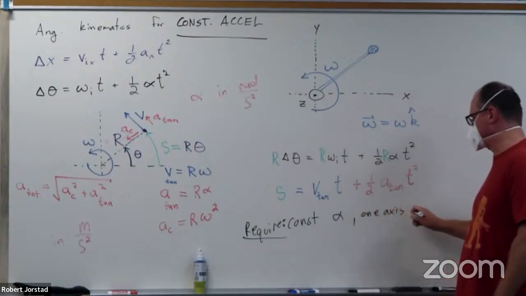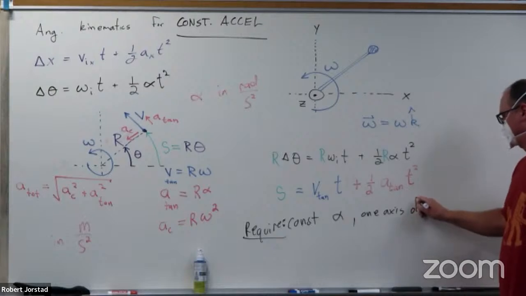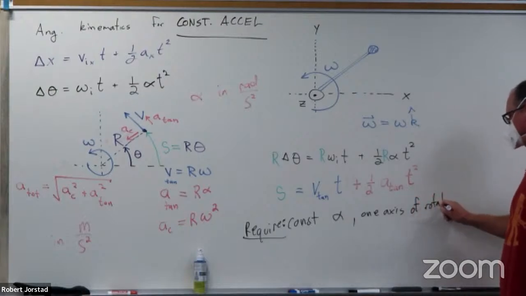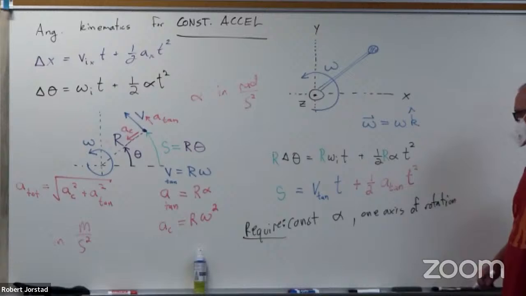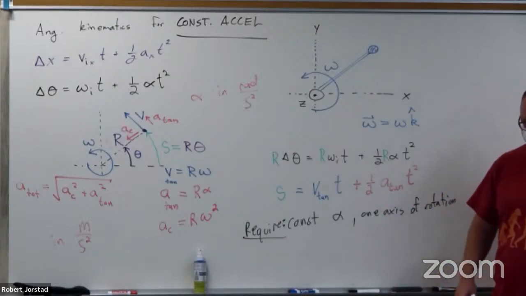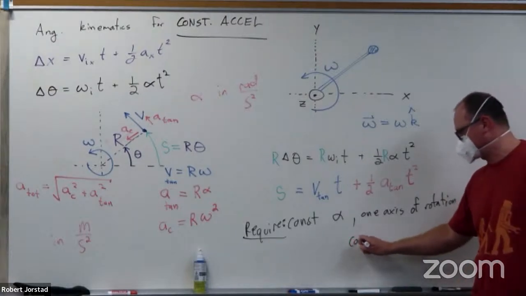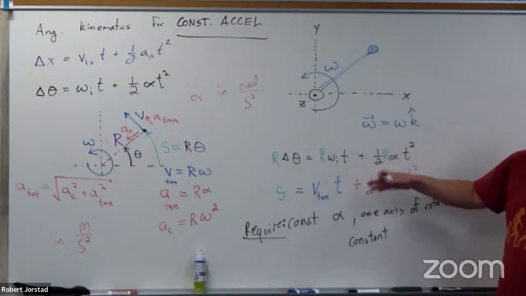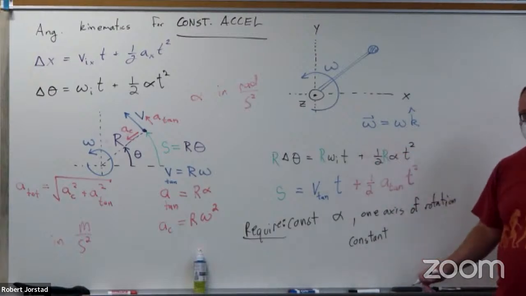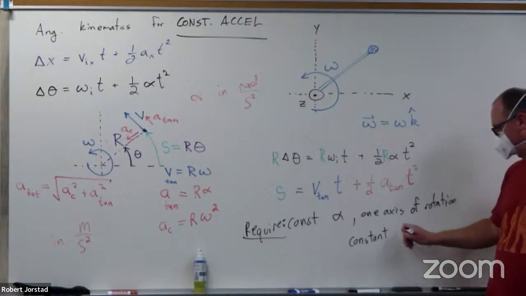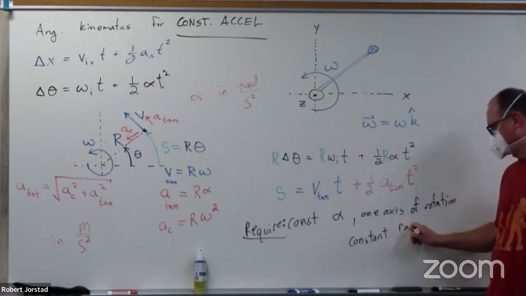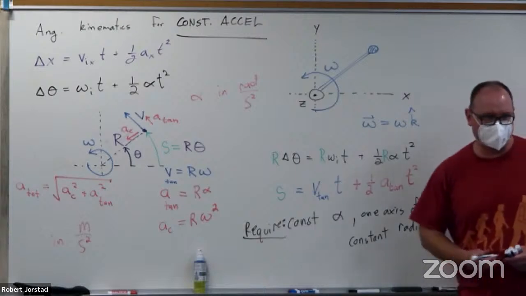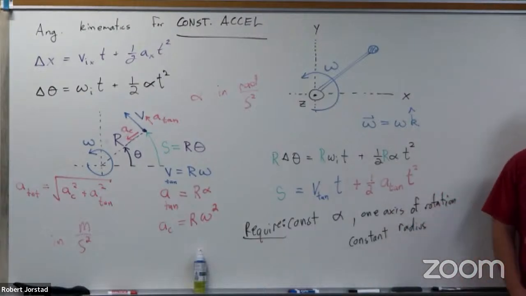We need one axis of rotation. That's something I mentioned earlier. We're not doing multiple axes of rotation. And finally, there's one other assumption here, constant radius. Otherwise, we can't do this trick, right? If the radius is changing, it's going to be much more complicated. Then you would take a dynamics class with Dom. So we're going to restrict ourselves to these simple cases. So far, so good?